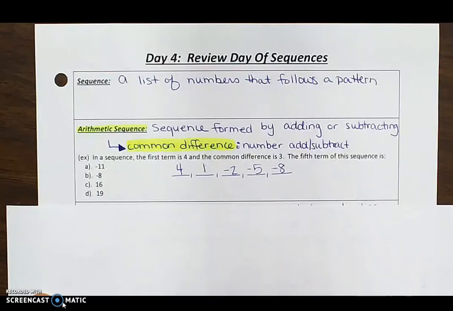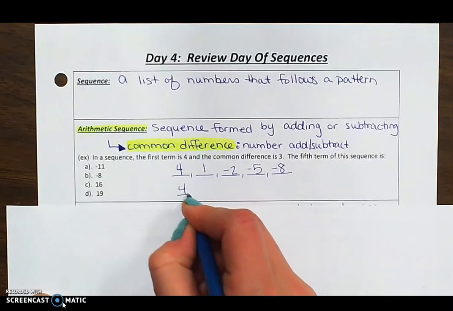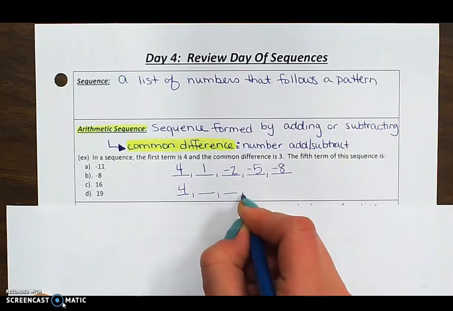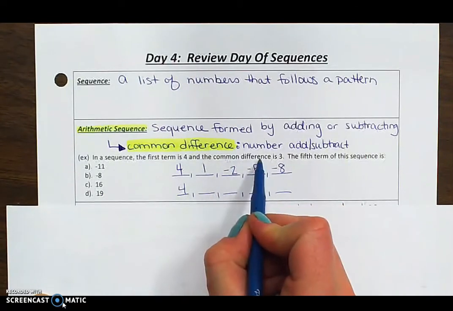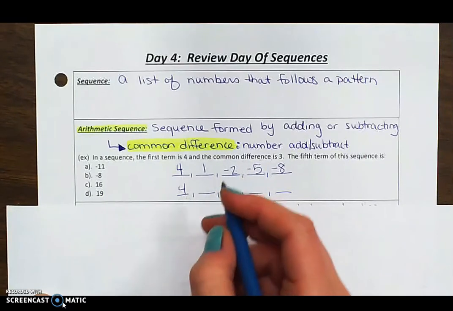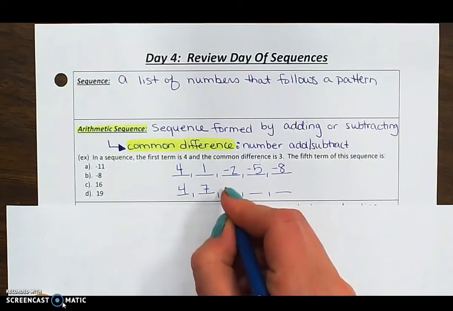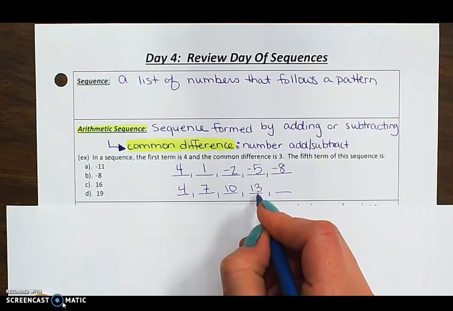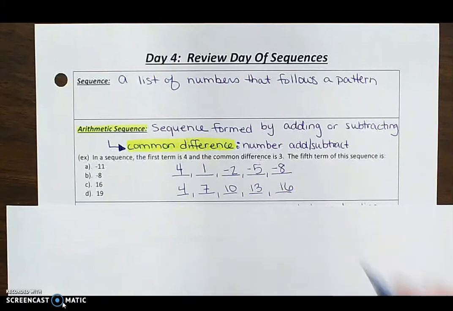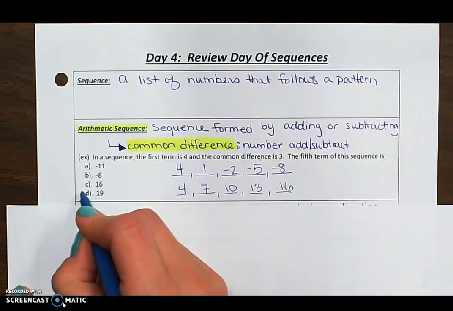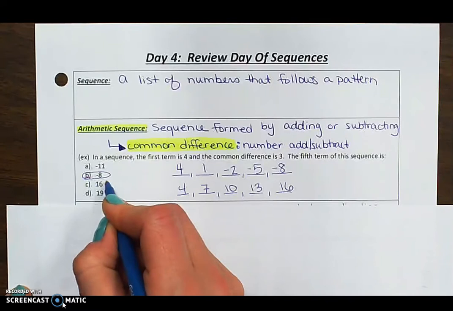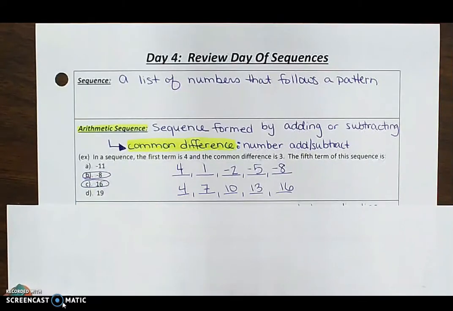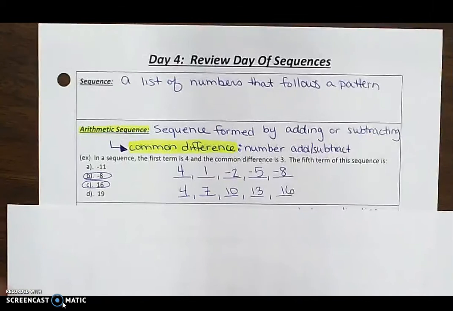The other way that you could have also done it is we could have added. Common difference means you can add or subtract. So let's add it. 4 plus 3 is 7. 7 plus 3 is 10. 10 plus 3 is 13. 13 plus 3 is 16. So if we take a look over here, it looks like we actually have two different numbers that it could be. It could be negative 8 or it could be 16, whether you're adding or subtracting. So we have our two answers there.